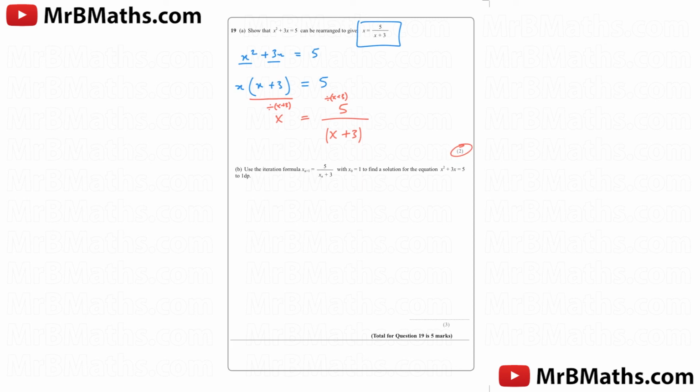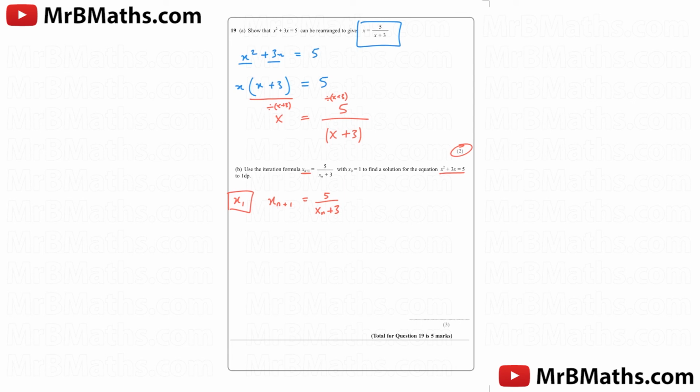Part B, use the iteration formula x_(n+1) equals 5 over x_n plus 3 with x_0 equaling 1 to find the solution for the equation x squared plus 3x equals 5 to 1 decimal place. So using this iteration formula, we're going to start off with x_1. So let's look at this quickly. You can see this formula x_(n+1). So I'm looking at x_1. So technically, let me just fully write this out, x_(n+1) equals 5 over x_n plus 3.